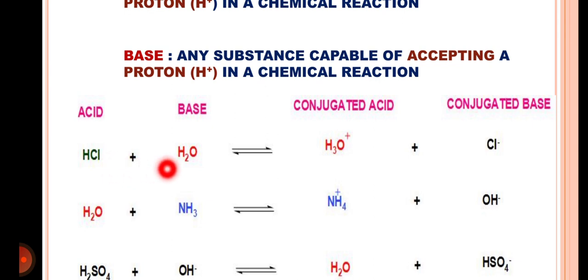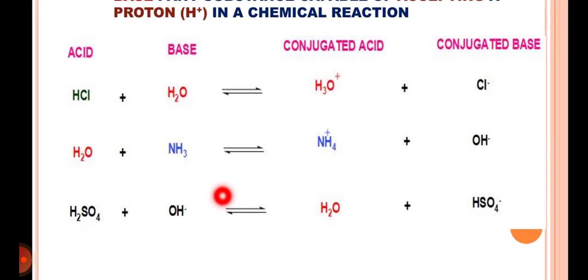HCl in aqueous solution gives formation of hydronium ion and the chloride ion. Here HCl gives a proton to the water. So HCl is called acid, while water is called a base. Here HCl is liberating a proton and water is accepting a proton. The base water gives out conjugate acid, while acid gives out conjugate base.